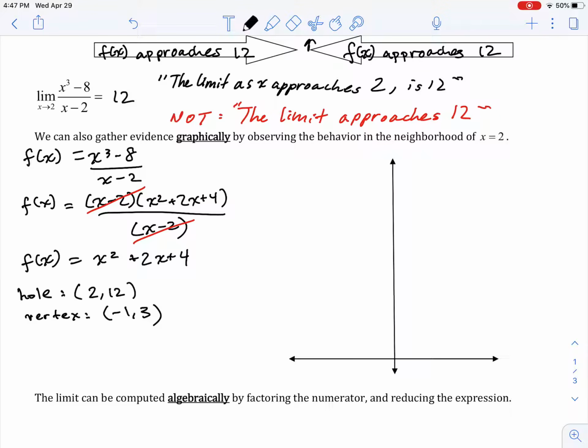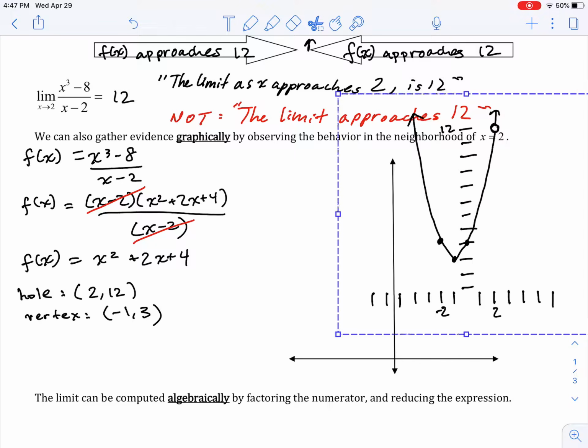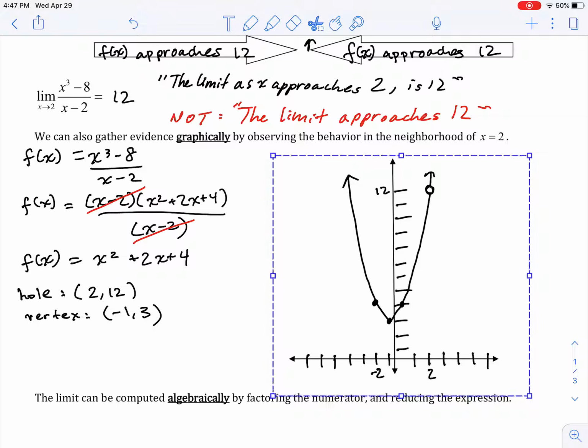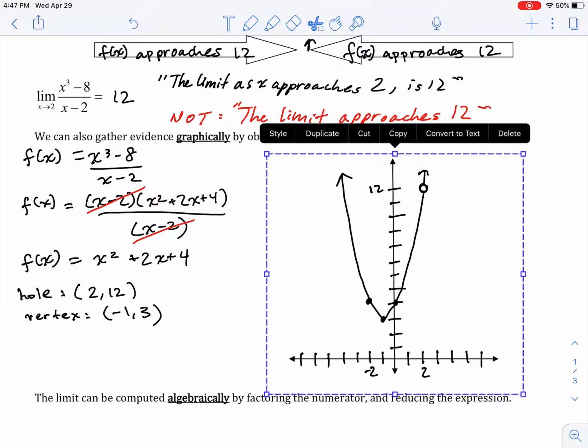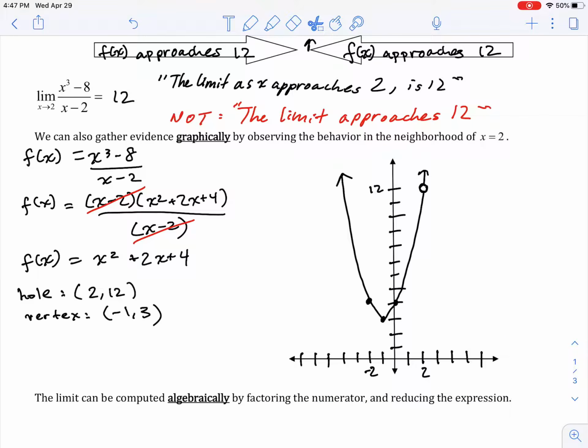Actually, we're pretty much ready to go. So I'm going to go ahead and see if it's still saved. But here's my graph. I went ahead and graphed that ahead of time just to save a little bit of time. But your graph should look something like this. So we've got a vertex at (-1, 3). We've got a hole at the point (2, 12). And we know it's going to be symmetric about the axis x is equal to -1. So you should get a graph that looks like this.